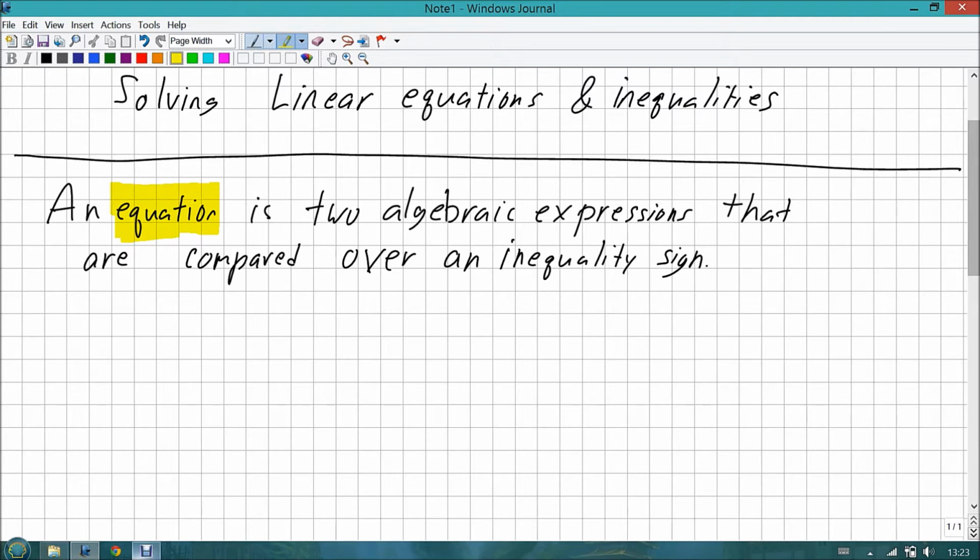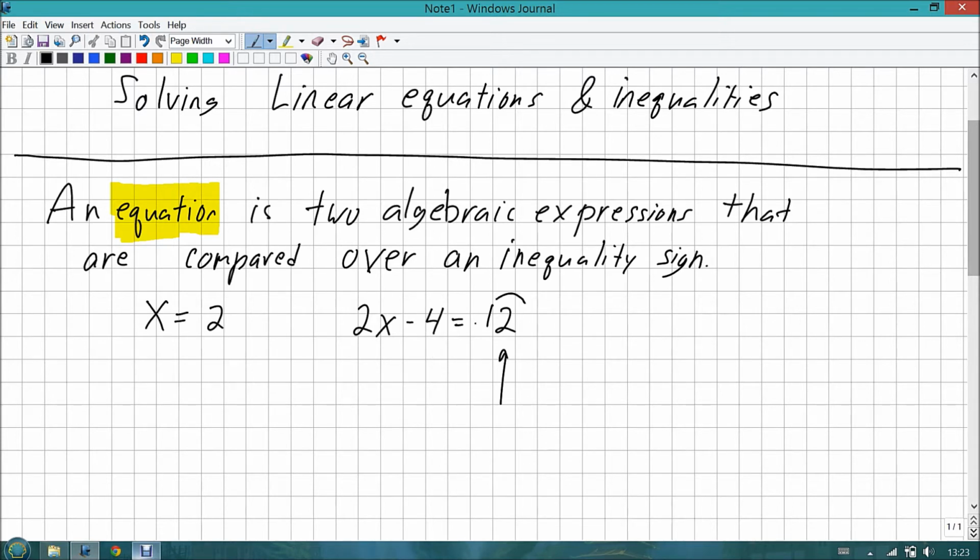So an example would be something simple like x is equal to 2. This is an equation. We have two algebraic expressions being compared over an inequality sign. Very basic one. But some are more complicated. For an example, 2x minus 4 is equal to 12. This is another equation because it is two algebraic expressions being compared over an equal sign.